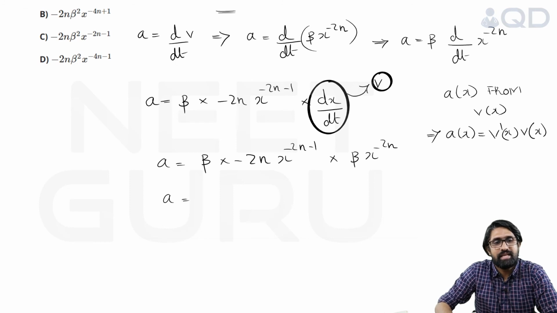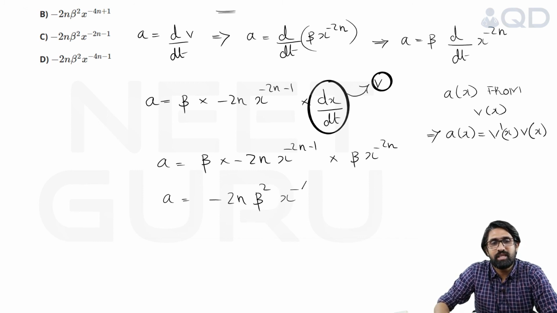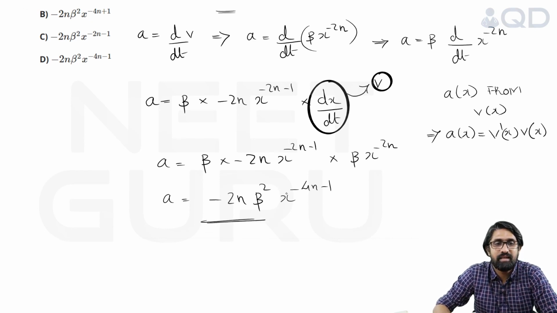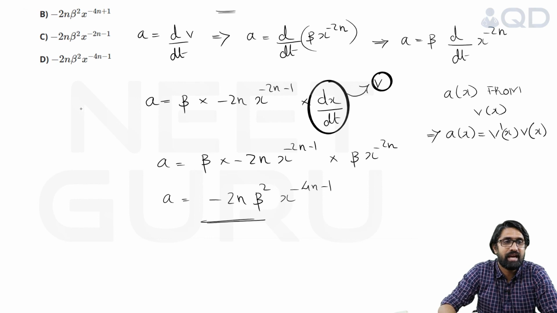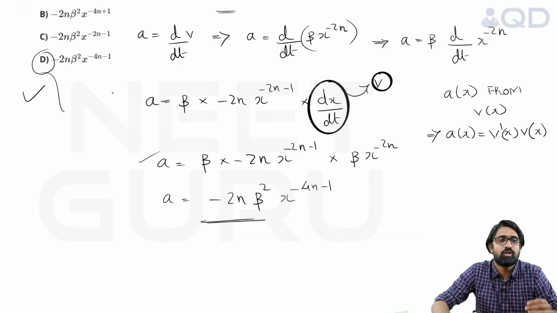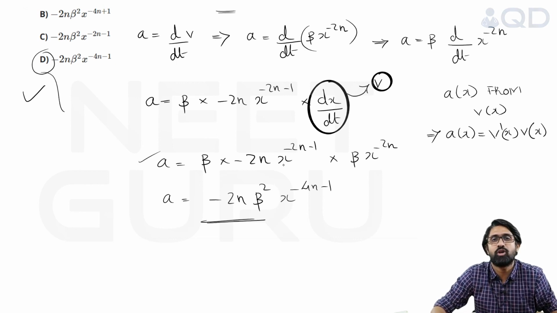Now, that is, a is equal to minus 2n beta square x raised to minus 4n minus 1. Now, if we match this answer here with the options, we have the correct option D here, and that is the answer. We have multiplied all the factors here in this equation to get a is equal to minus 2n beta square x raised to minus 4n minus 1, and that is option D. So the correct answer for this question is option D.